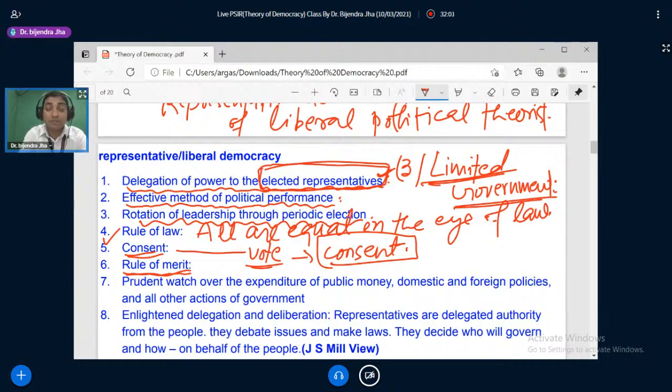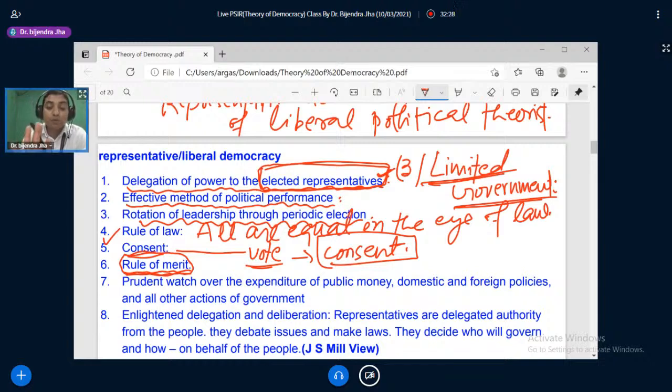In representative democracy, people elect leaders, qualified leaders, right? Meritorious leaders, laborious leaders, a leader who can perform, who can deliver, and who is very much qualified. So the liberal democracy is also known as rule of merit. Okay.